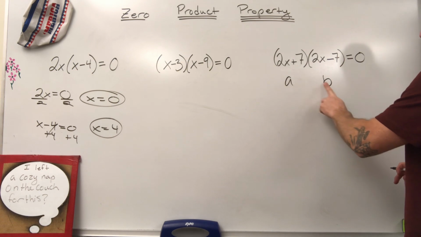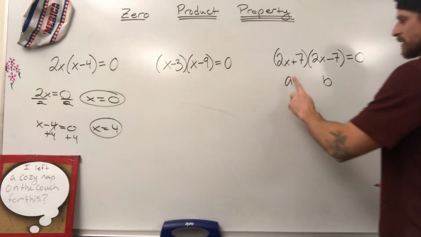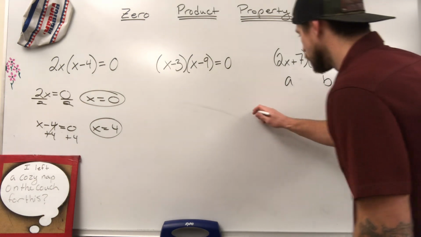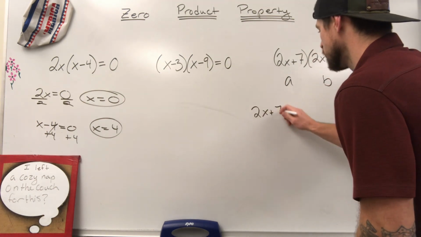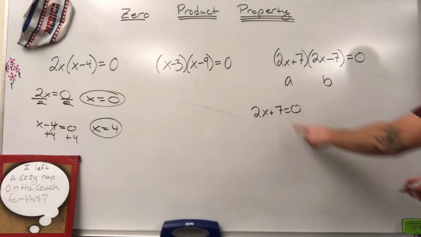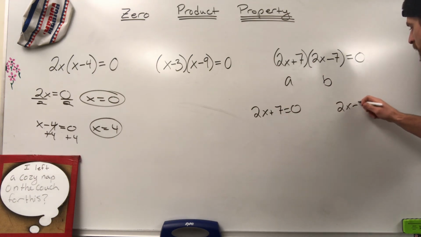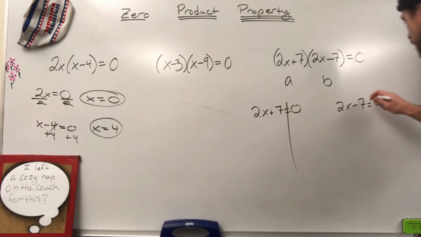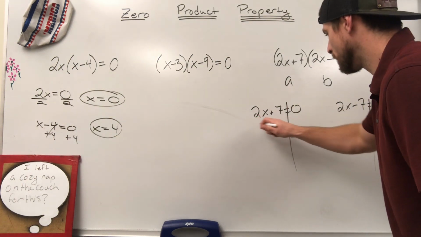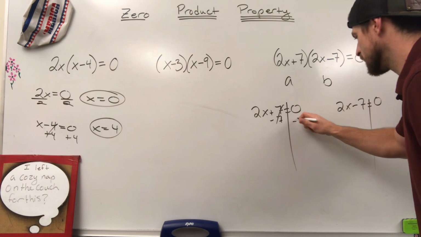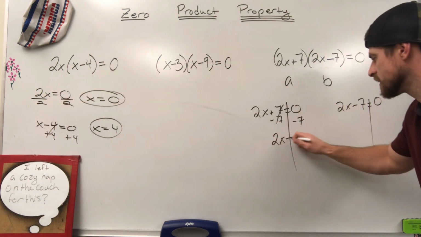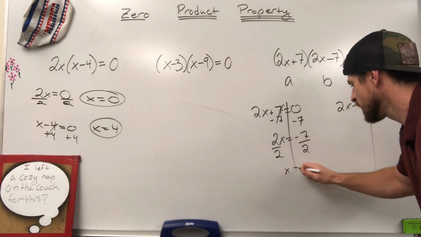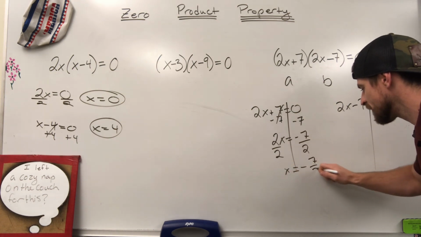A times B equals 0. Either this is the 0 or this is the 0. So set each one up. 2x plus 7 equals 0 and solve that. Or you could say 2x minus 7 equals 0 and solve this. So what we're going to get here in this scenario is minus 7. 2x is equal to negative 7, divided by 2, divided by 2. X could be negative 7/2.